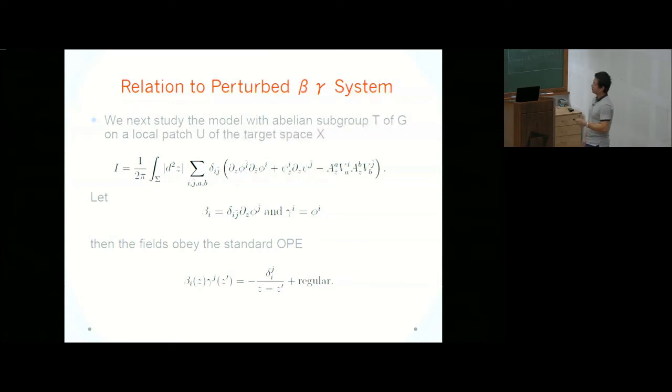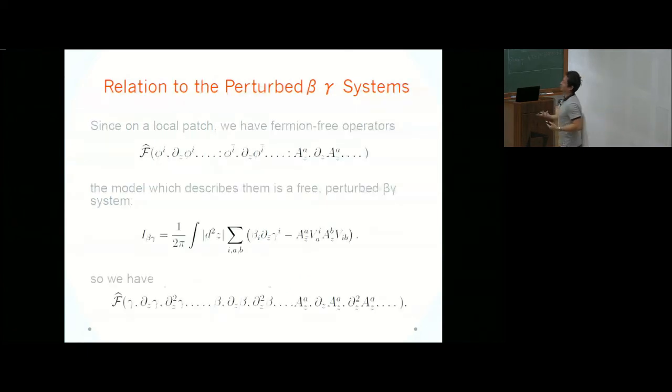So we have this, and you can see from the OPEs here that they obey this. We can rewrite those operators that we saw earlier in terms of the betas and the gammas, and we can rewrite this term here in terms of the betas and gammas also. So this defines, in some sense, a perturbed beta-gamma system. You have this perturbation, this deformation term here.